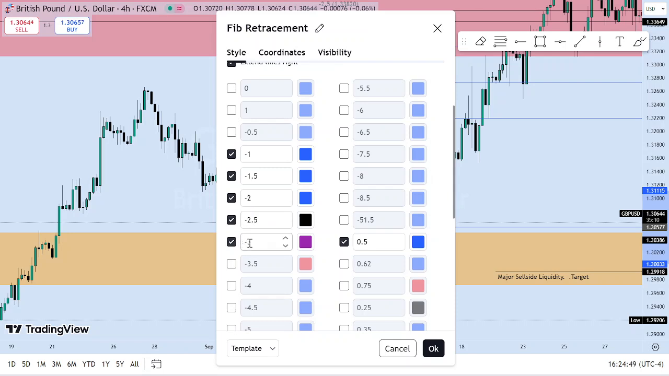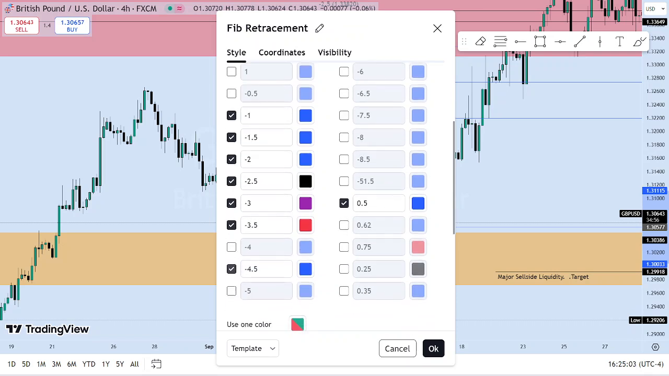Then we have standard deviation. If you are in a long trend like a buying market, you can target standard deviation minus 3, minus 3.5. That's how it goes on like this.